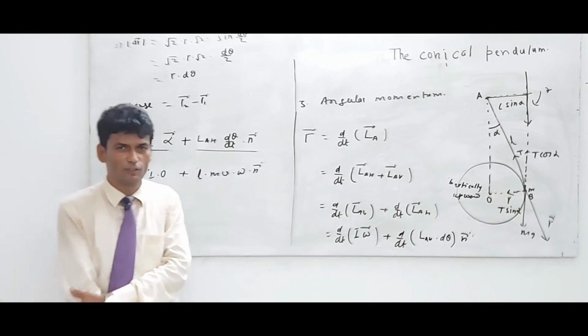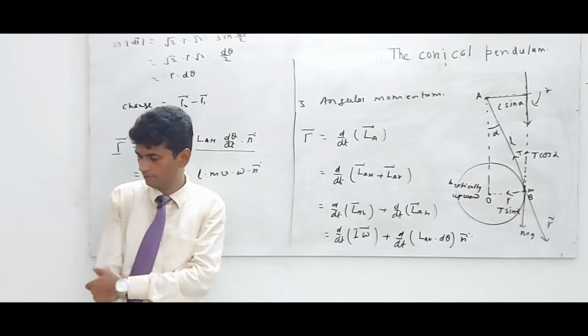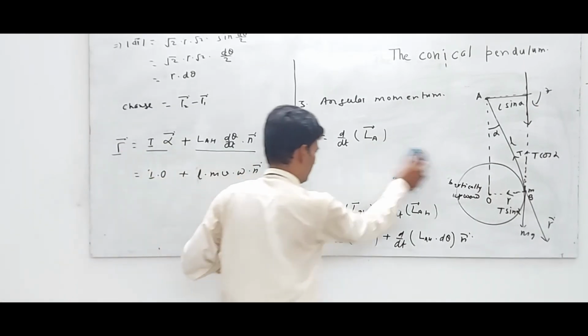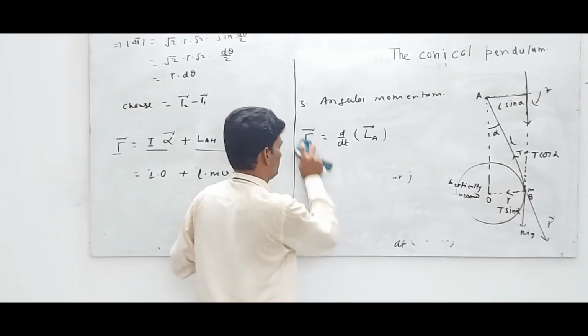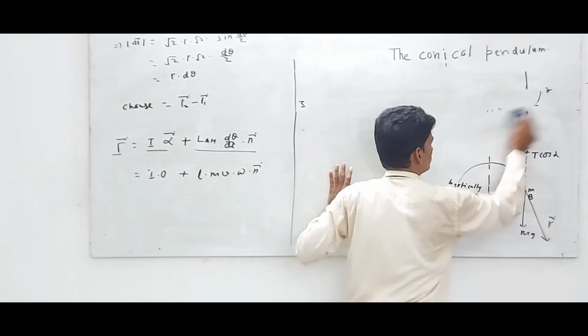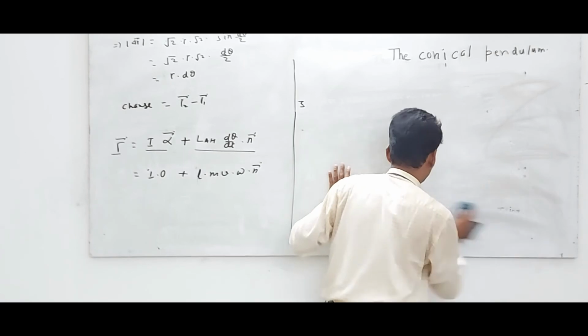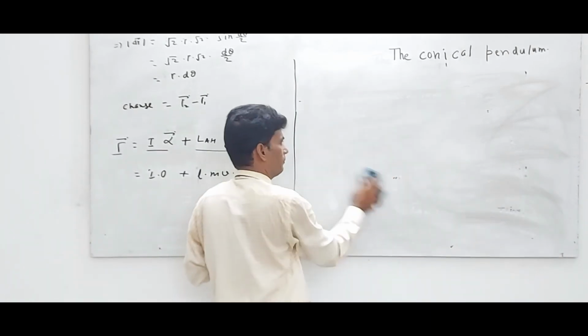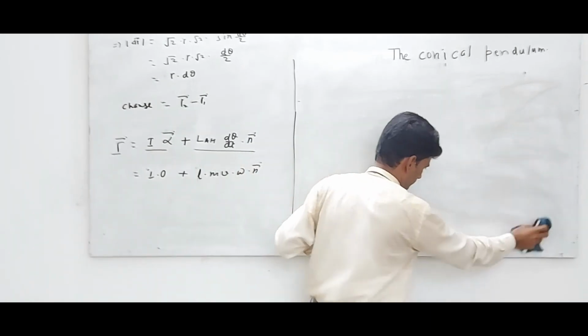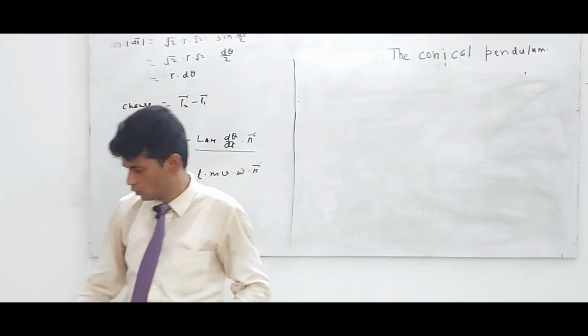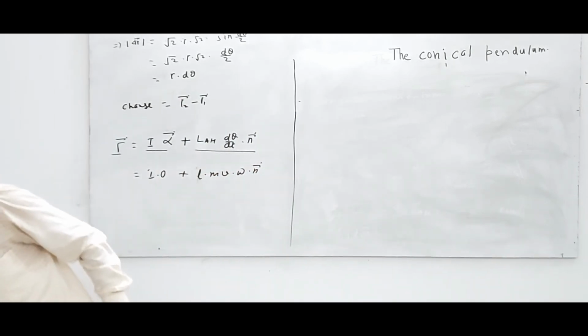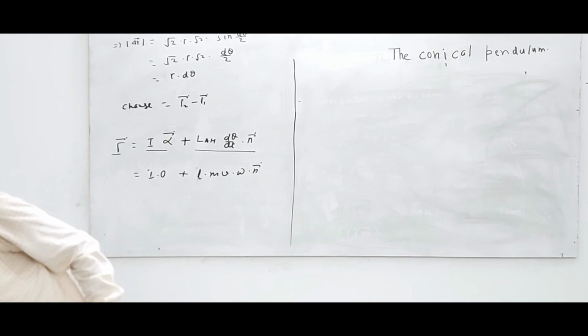Now we are going to the last one. Look at here. In terms of a problem, we are going to take the conical pendulum in the case of a massive rod, massive rod.